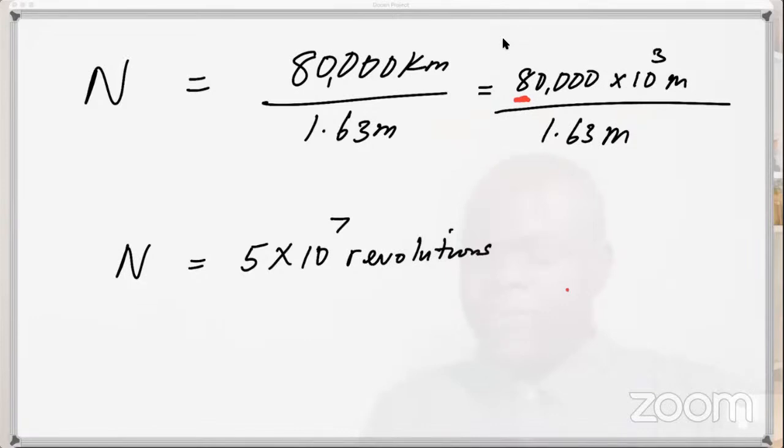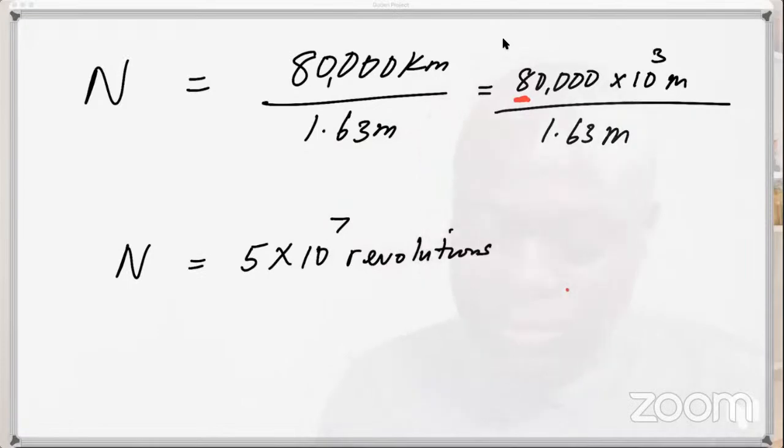What was the number after 4? Yeah, 4 and 9, not 4 and 7. Okay, so 4.9, you round that to 5, to 1 significant digit. So 5 times 10 to the 7 rotations.